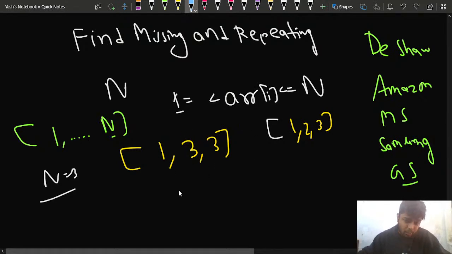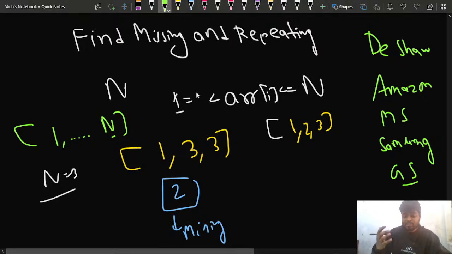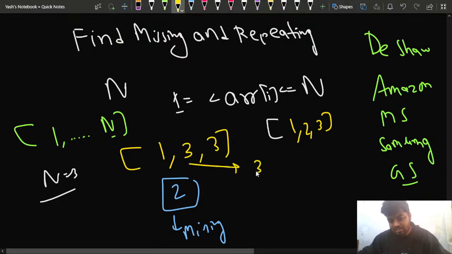You will see that 2 is not occurring, so 2 is the missing number, and you will return 2 as the missing number. If there is a missing number, that means one of the numbers is repeating, because all the numbers are from the range 1 to n. That's a pigeonhole kind of principle. So 3 is occurring 2 times, so 3 is the repeating number, right?